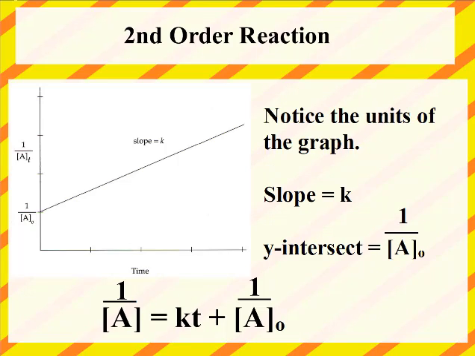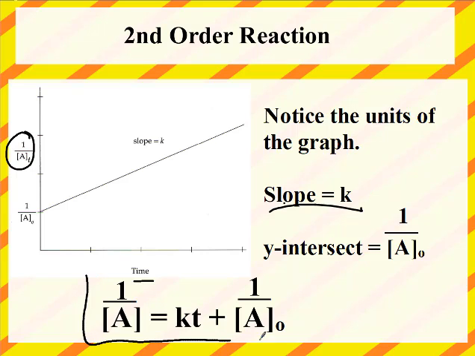For second order, when you graph 1 over concentration versus time, it's going to give you a straight line. Notice that your slope is positive, so slope is equal to K. This is our integrated rate law for second order. Again, notice the positive KT.